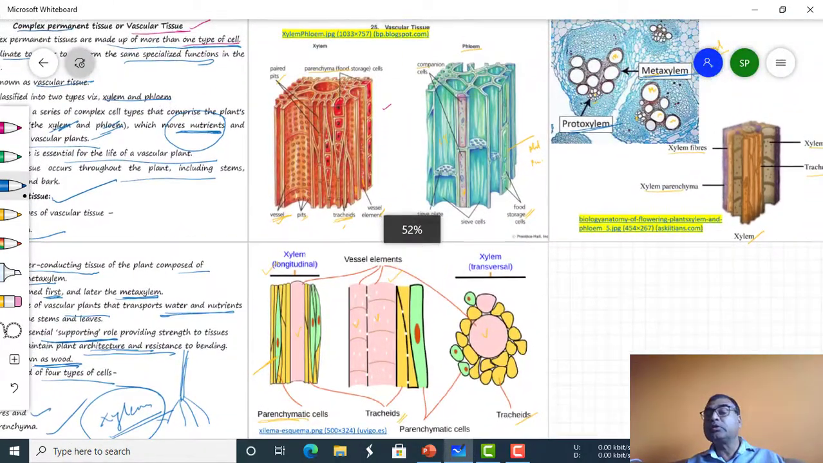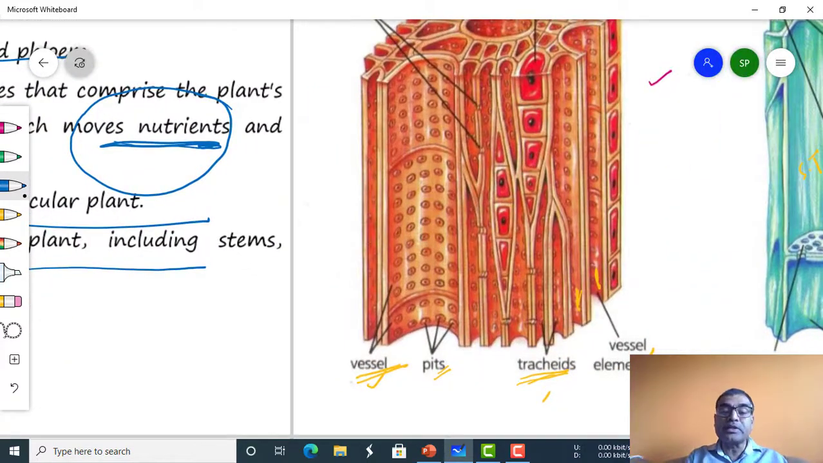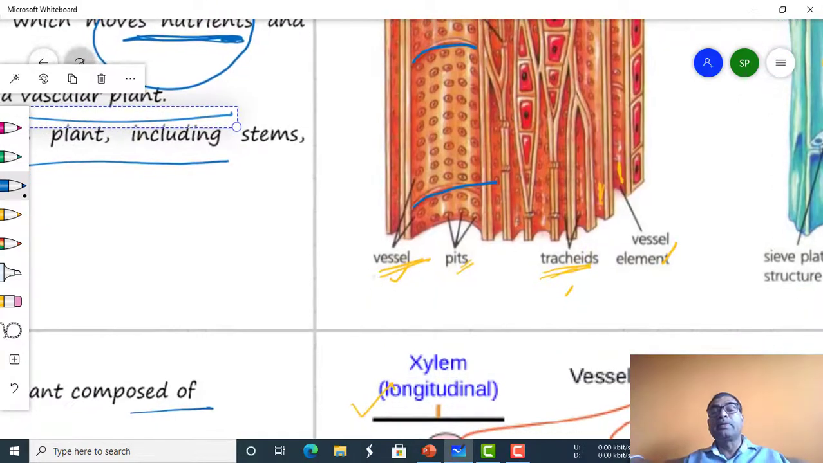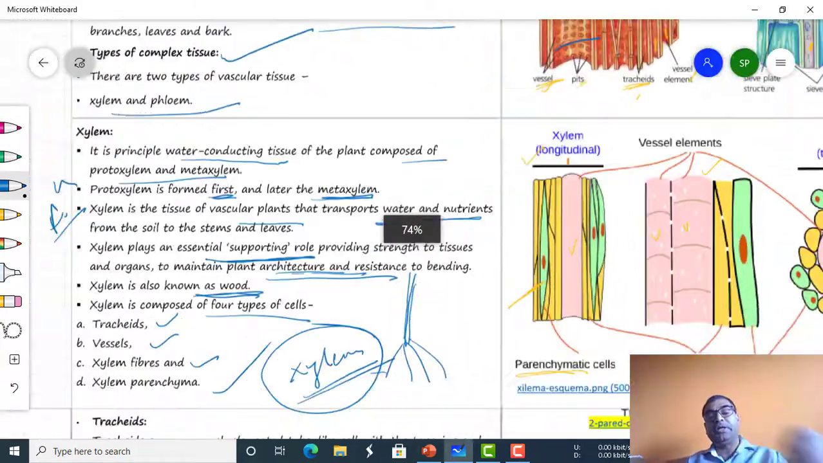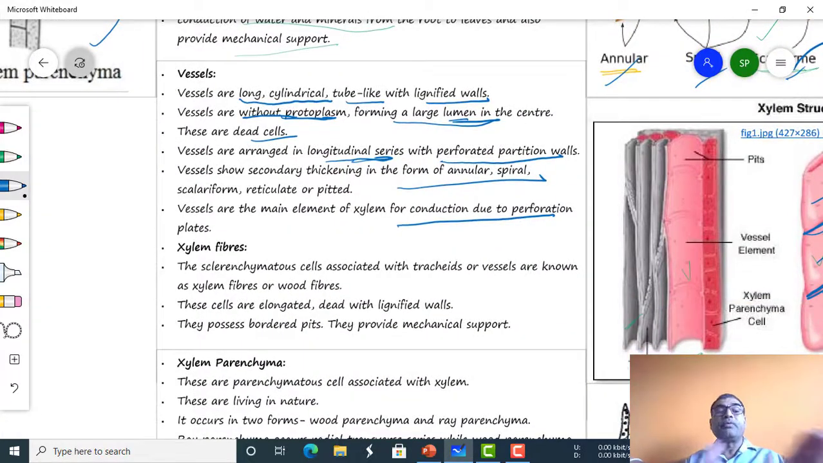this is xylem. So these are the vessels, and these are the perforation plates which are present in between the vessels, and it mostly shows the pitted type of thickening. So this is about the vessels.